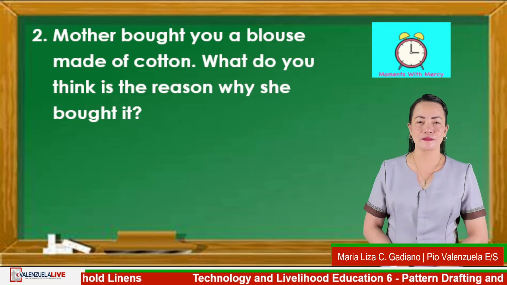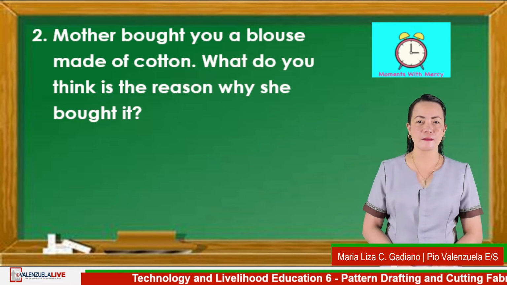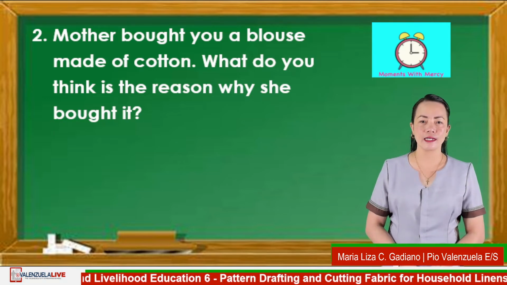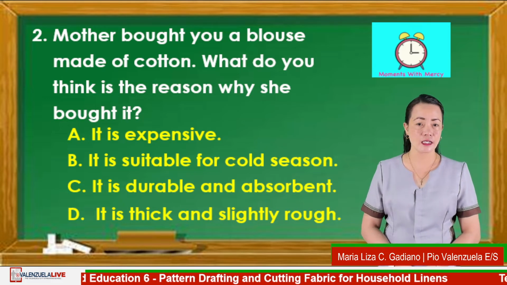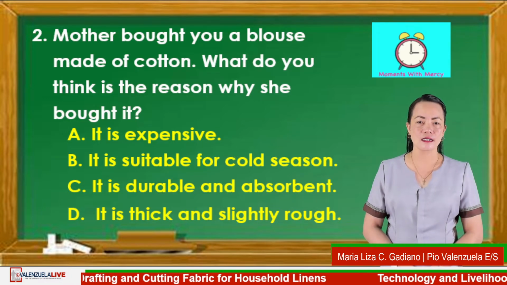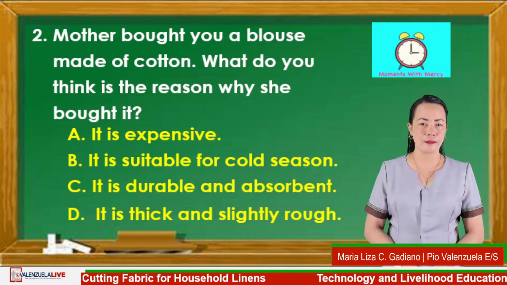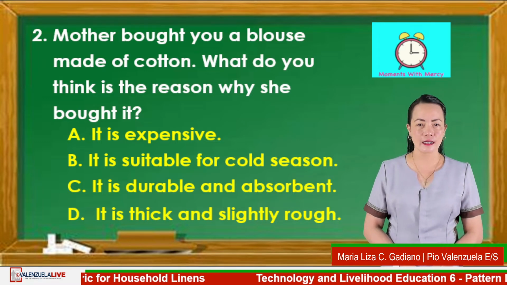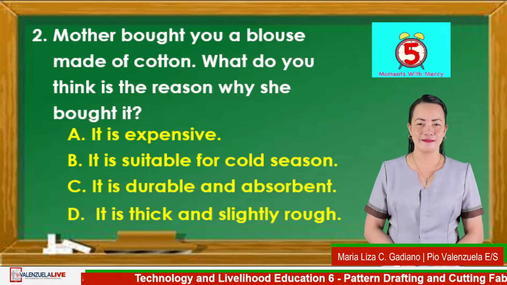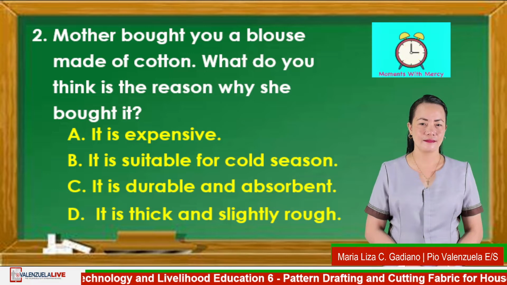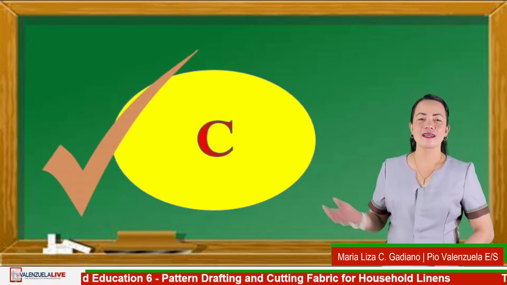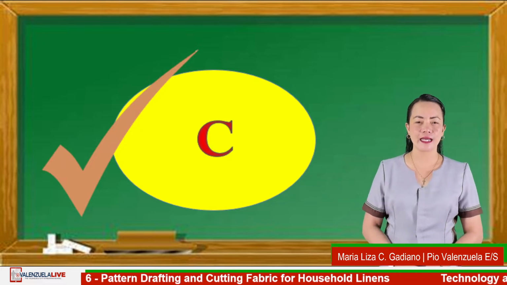Number 2. Mother bought you a blouse made of cotton. What do you think is the reason why she bought it? A, it is expensive. B, it is suitable for cold season. C, it is durable and absorbent. D, it is thick and slightly rough. Your 5 seconds timer starts now. The answer is letter C. It is durable and absorbent.